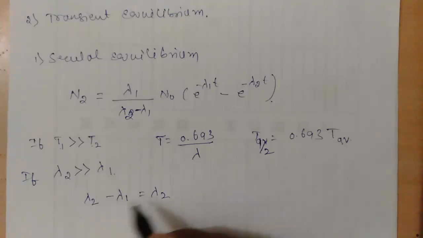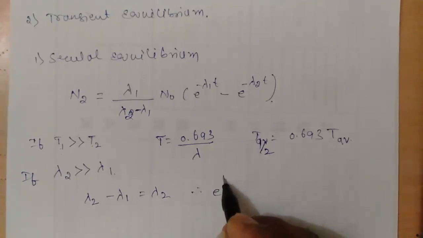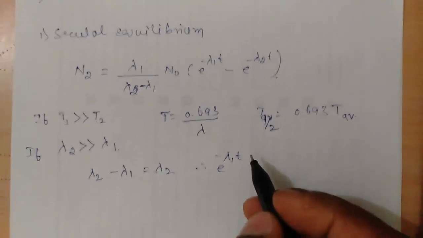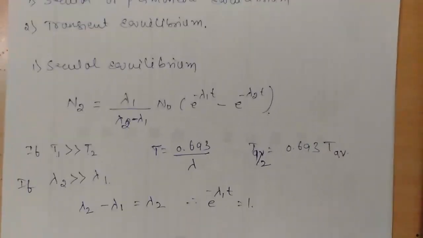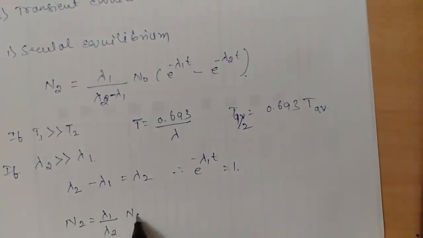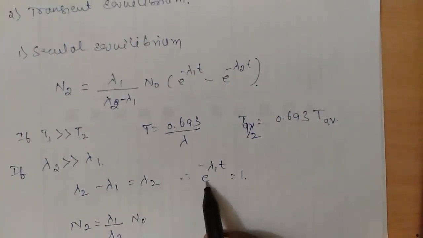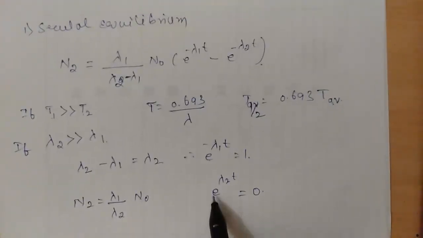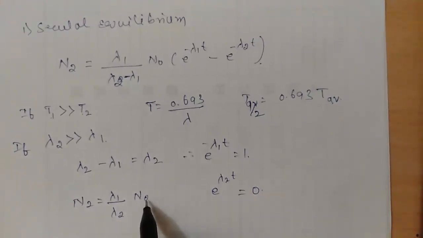Why? Because lambda 2 is very much greater. So therefore we can write e to the power of minus lambda 1 into t is equal to 1. If we substitute these conditions in this, we get n2 is equal to lambda 1 divided by lambda 2 into n naught. So here, what happens when you take e to the power of minus lambda 1 into t, after a very long time, e to the power of minus lambda 2 into t will be equal to 0 for sufficiently long times. So now what happens?